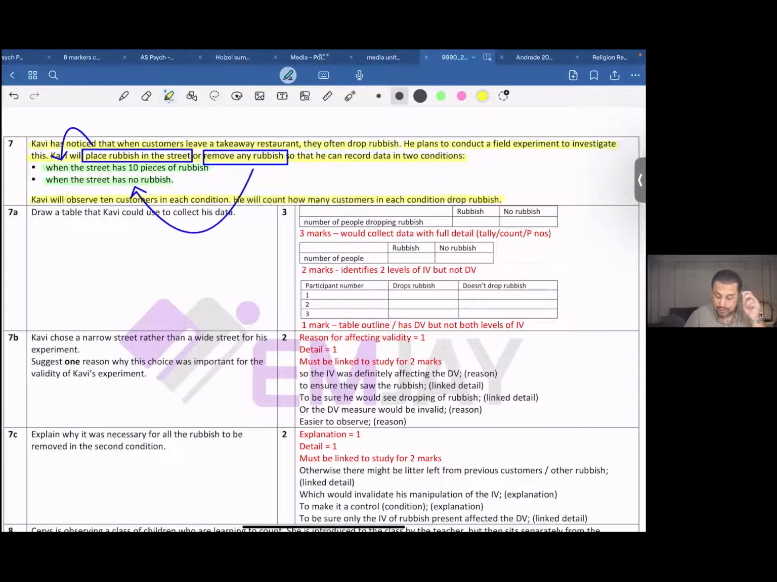Now, Kavi will observe 10 customers in each condition. He will count how many customers in each condition drop rubbish. Kavi will observe, so we're talking about an observation taking place over here. 10 customers, another piece of information that we should know, in each condition, 20 in total. That means he will count, and if you're counting, that is quantitative data. How many customers in each condition drop rubbish?